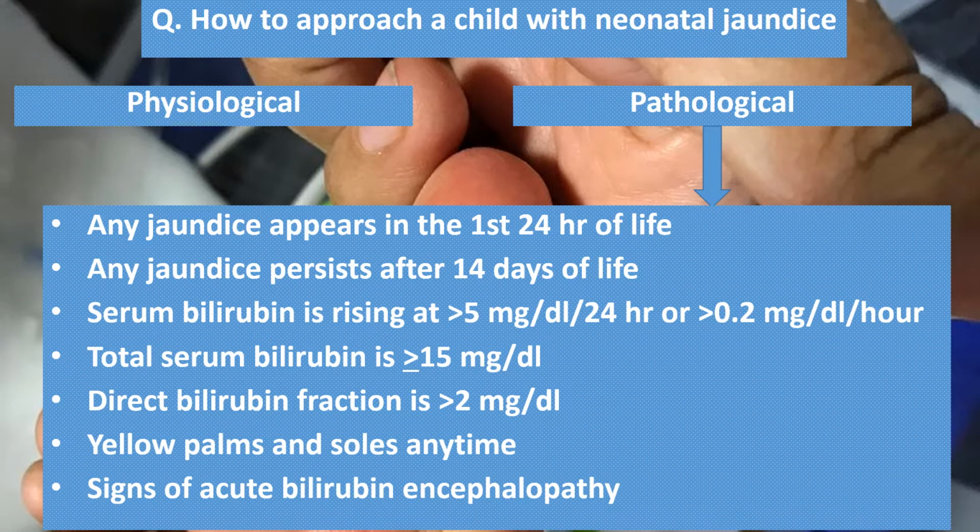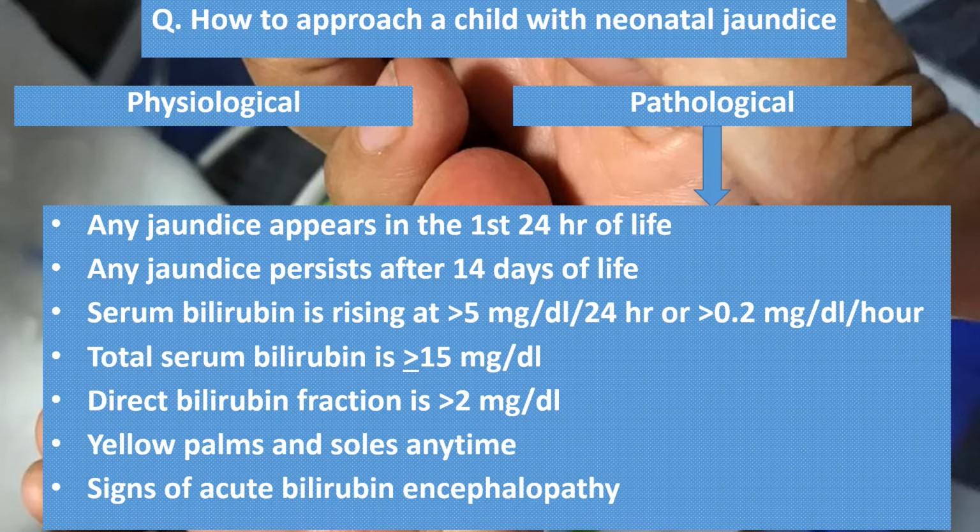And if the total serum bilirubin at any point of time is more than 15 milligram per dl, you have to screen the baby for pathological causes. And if the direct bilirubin fraction is more than 2 milligram per dl or more than 20% of the total serum bilirubin, then you have to go for the workup.